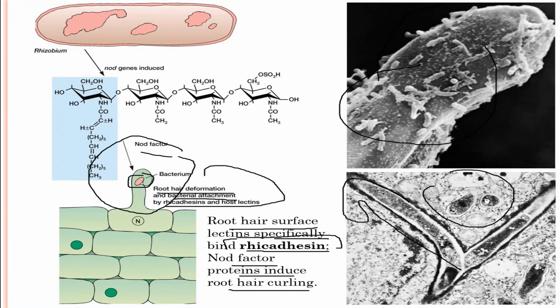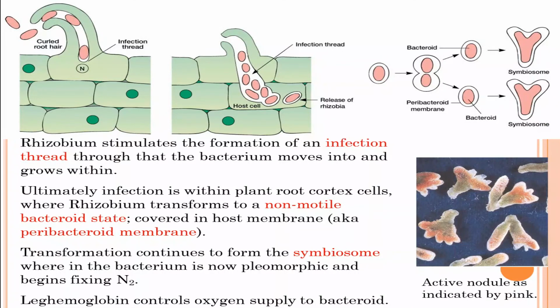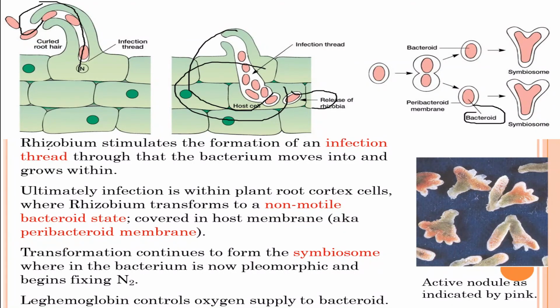Moving on, we have another picture here. This is the curling of the root, which traps the Rhizobium microbes, which then enter and infect the cells. These cells form packets, or bacteroids, and this leads to the formation of root nodules.